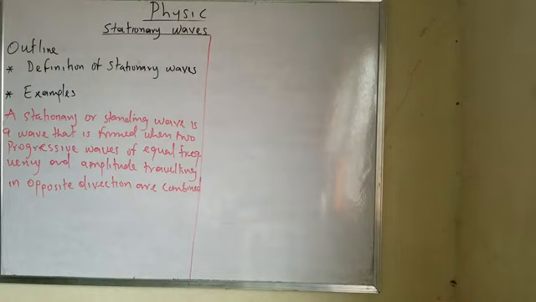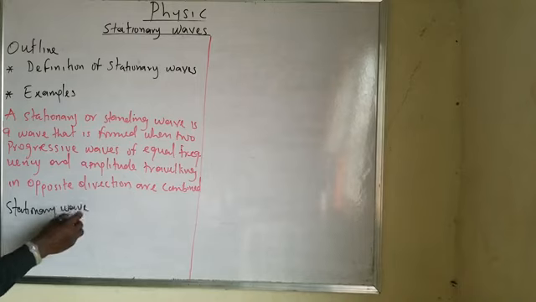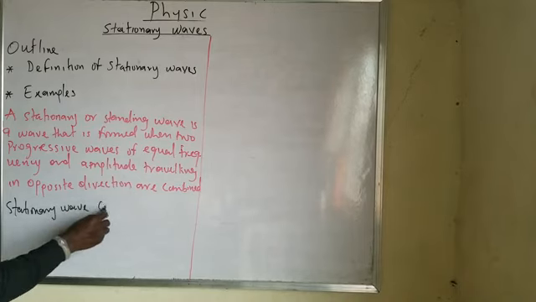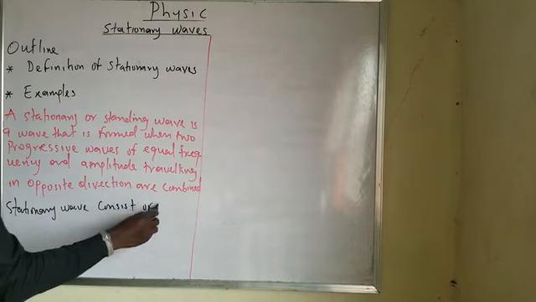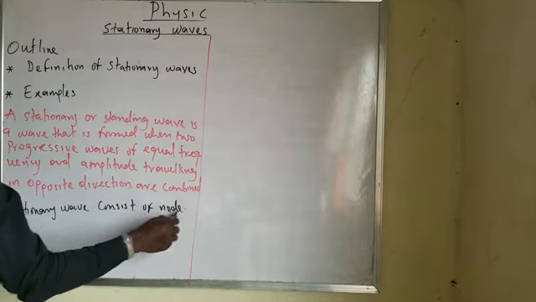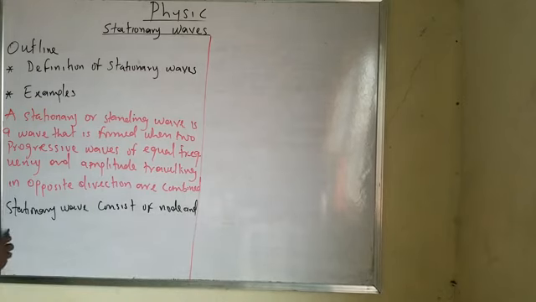Now, a stationary wave consists of nodes and antinodes. How do I spell antinode? Antinode. That is wavelength for you. It means it consists of what? Node and antinode. These are the things that really matter when we are talking about stationary waves. Now, let me quickly explain node.